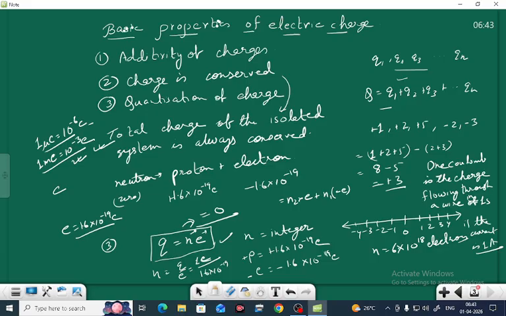And the next one, we have learned about the basic properties of electric charge, that is additivity of charges, charge is conserved, and quantization of charge. Okay, and in the next video we will do the next thing, that is Coulomb's law.